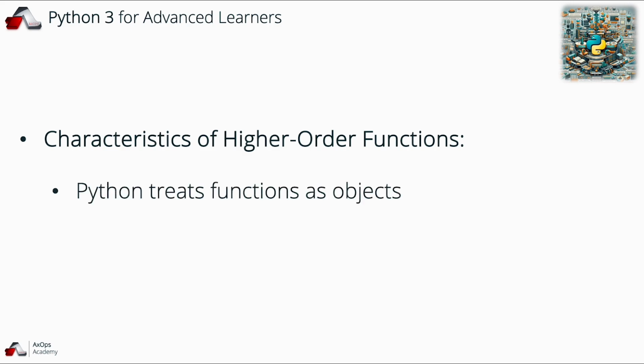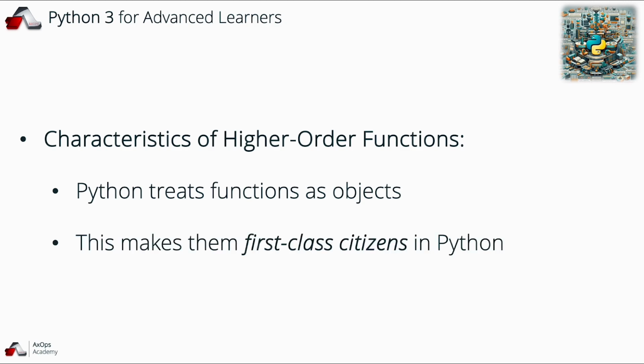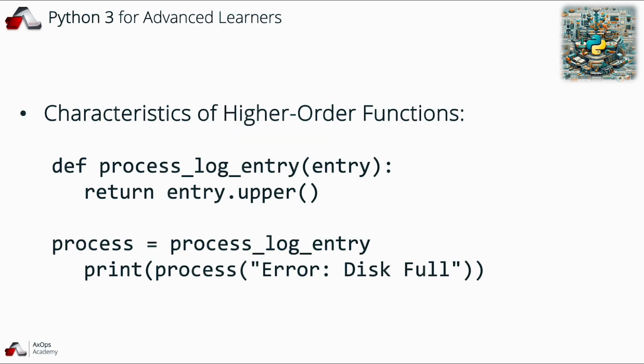Firstly, Python treats functions as objects, making them first class citizens in the language. This means that a function can be assigned to a variable, passed as an argument, or returned from another function. Assigning a function to a variable doesn't invoke the function. Instead, it creates a reference to the function. For instance, consider the third instruction in this code snippet, process = process_log_entry. Here, process becomes another name for the process_log_entry function.